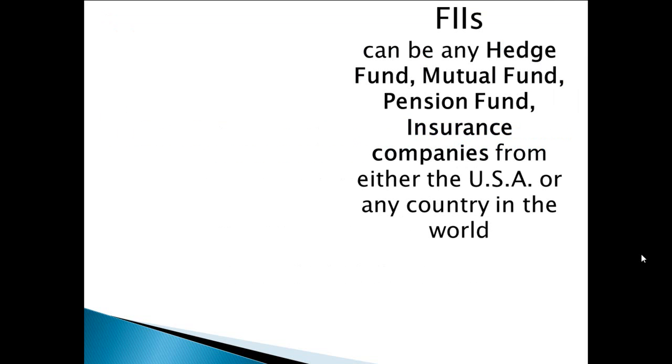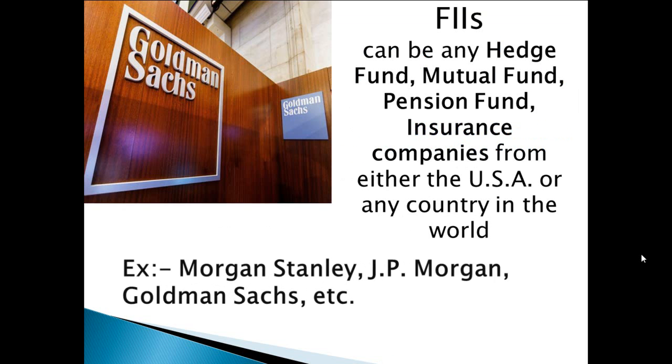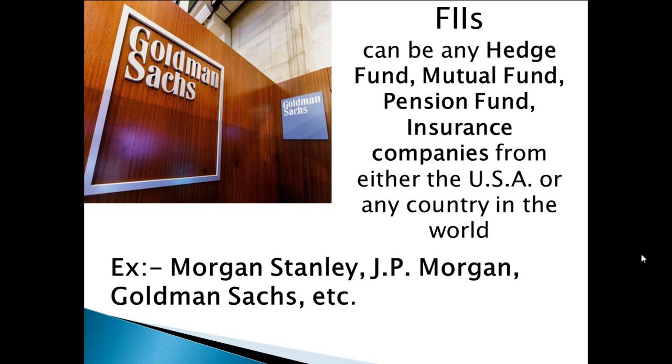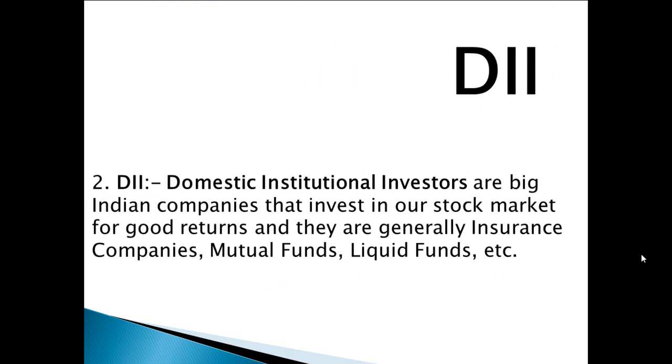So let's first take FIIs. FIIs can be hedge funds, mutual funds, pension funds, insurance companies from either the USA or any other country in the world. Examples for this are Goldman Sachs, JP Morgan and Morgan Stanley and various institutions who invest in the Indian stock market. Then come the DIIs.